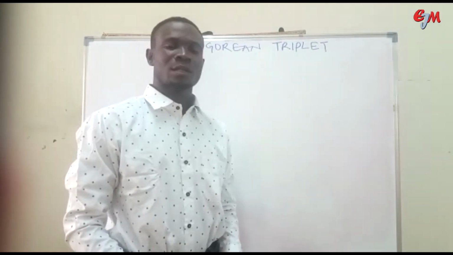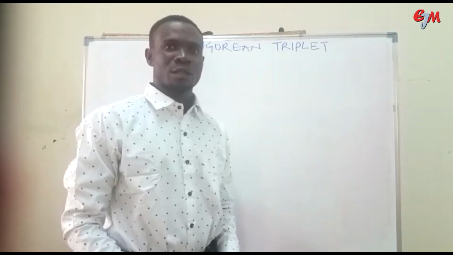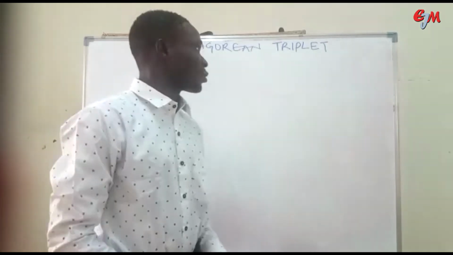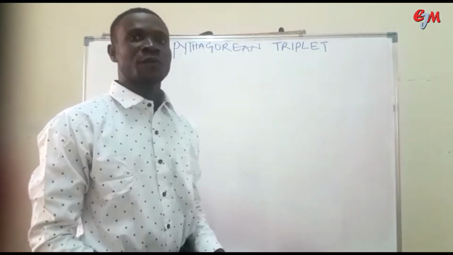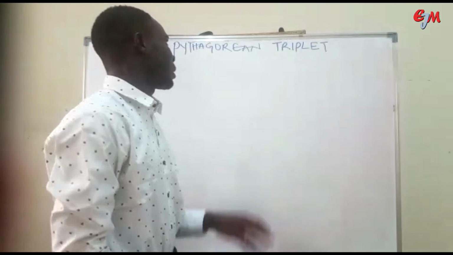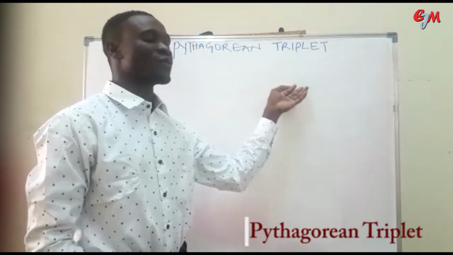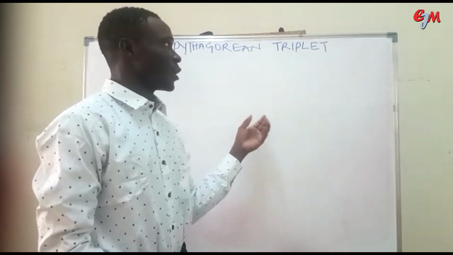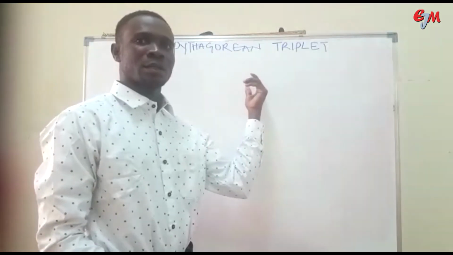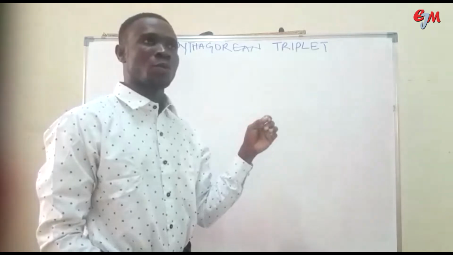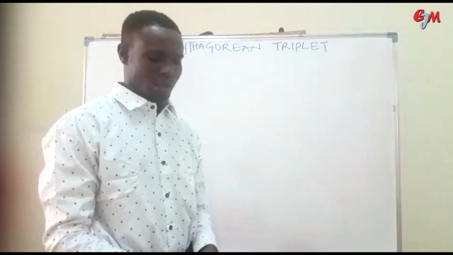In previous classes, we did a lot of things. Today we want to continue from where we stopped: the Pythagorean triples, or rather the Pythagorean triplets. The last time we did this, but today we want to do more of it, a harder part of it.